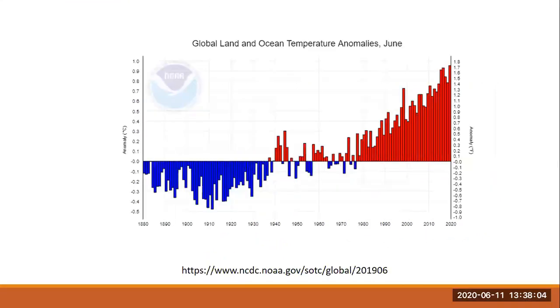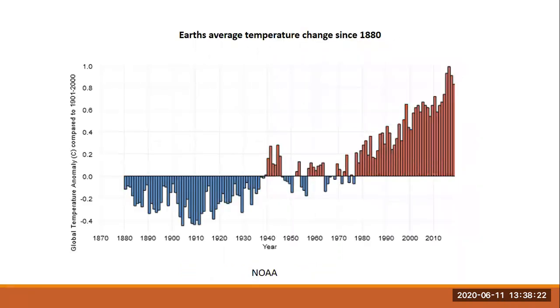We go ahead and look at June. Again, this is just for the month of June. Basically the same thing. From about 1980 on, we have had an increase in our monthly temperatures. This is worldwide, and this is both for land temperatures and ocean temperatures. So as you might expect, if we look at the Earth average temperature since 1880, we've had an increase, especially from 1980 until the present. That's very steady, very substantial increase in temperature.